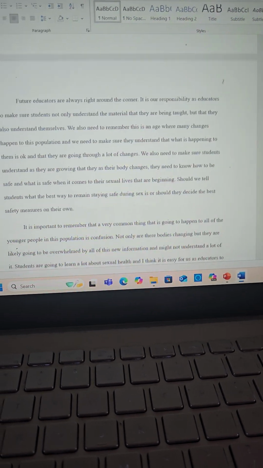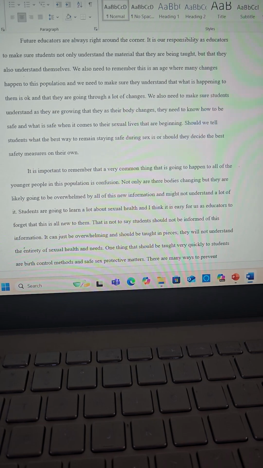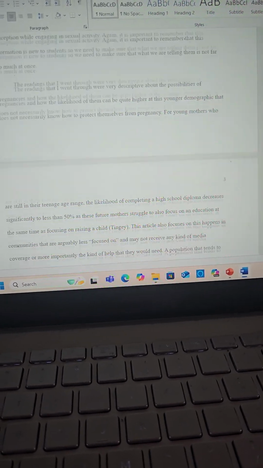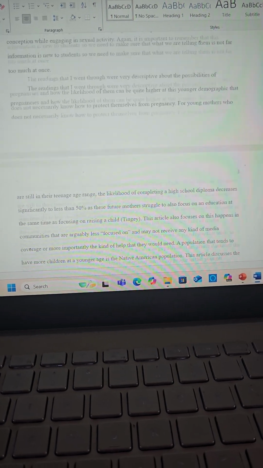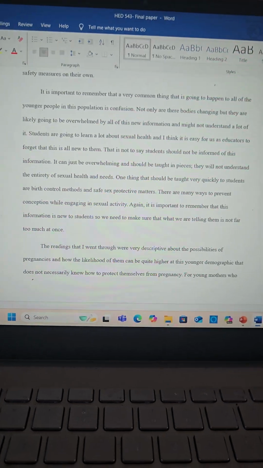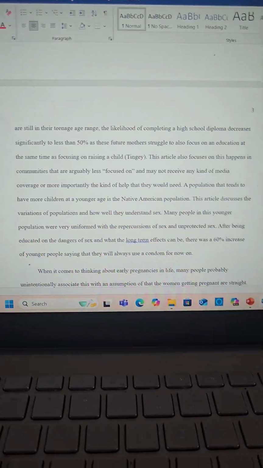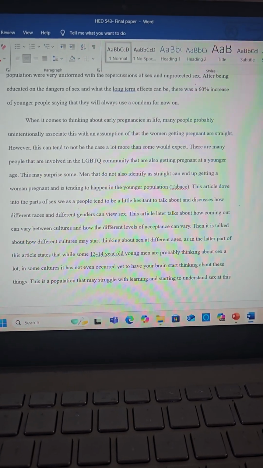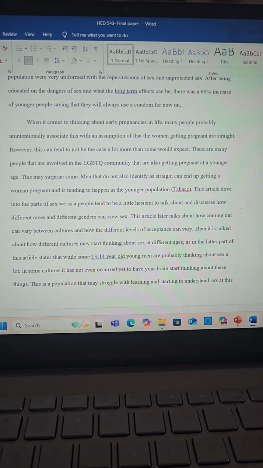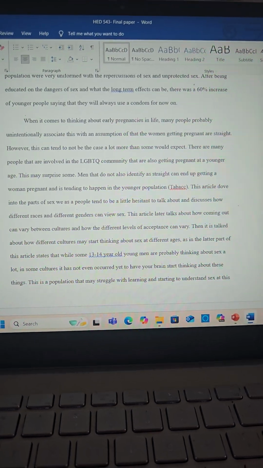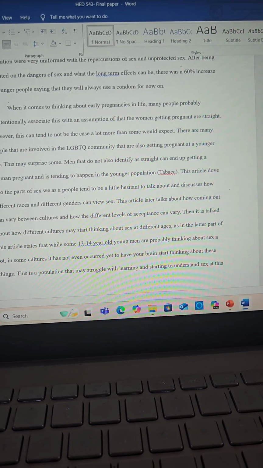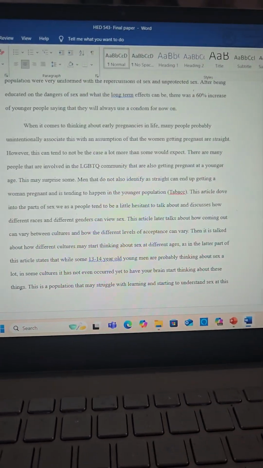The idea behind my paper was basically talking about sex education with students, and the main thing I talked about was prevention methods. The hypothesis of my paper is to remember that this is a population that is just starting to learn about sex and possible ways of preventing STIs and preventing birth, all that stuff.